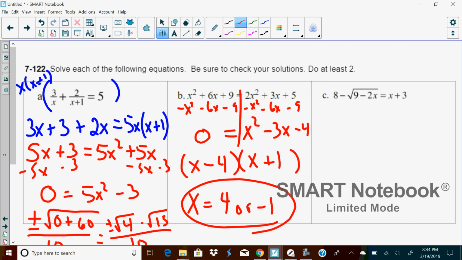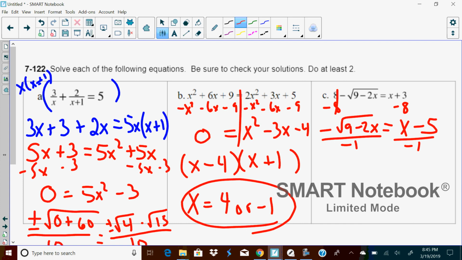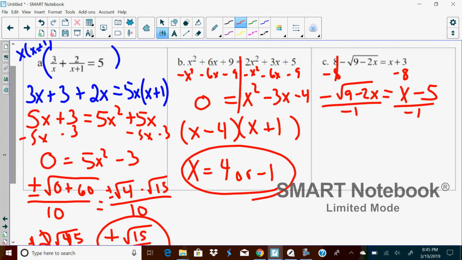So for C, I have to get it where I can square both sides. So first I have to move over the 8. So I'm going to subtract 8. So then I get negative the square root of 9 minus 2x equals x minus 5. Divide by negative 1 to get rid of that negative sign. So I get the square root of 9 minus 2x equals negative x plus 5. So then I have to square both sides.